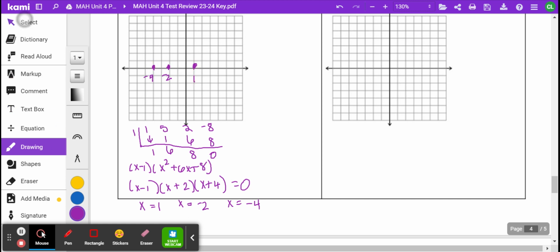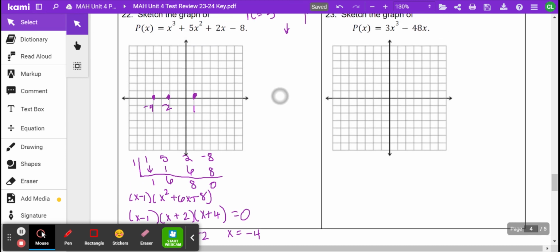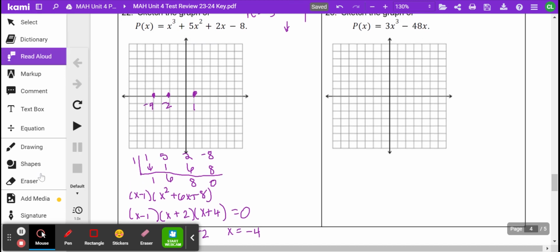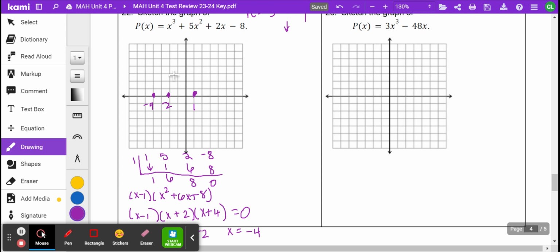I know my end behavior. Do I know my y-intercept? I sure do. My y-intercept is negative 8. Negative 1, 2, 3, 4, 5, 6, 7. Negative 8 would be like down here. So this is going to be 1.